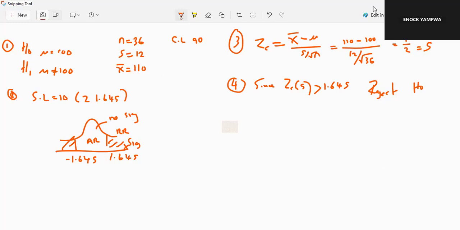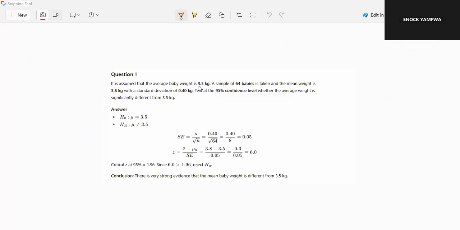It is assumed that the average weight of a baby is 3.5. So this is your mu, because it's not attached to a number. It's just an assumption. So mu. A sample of 64 babies is taken. So this is your n.